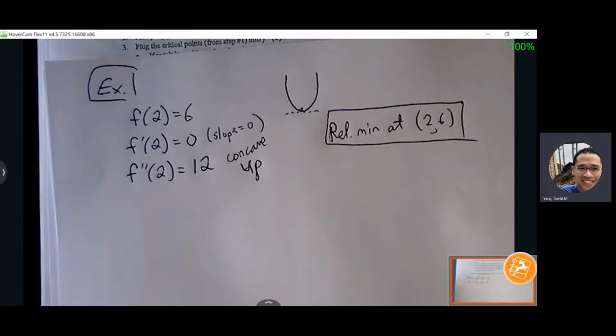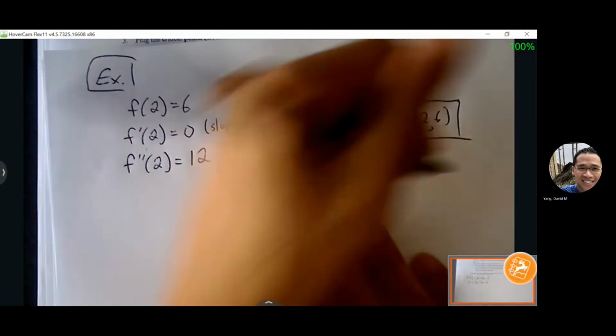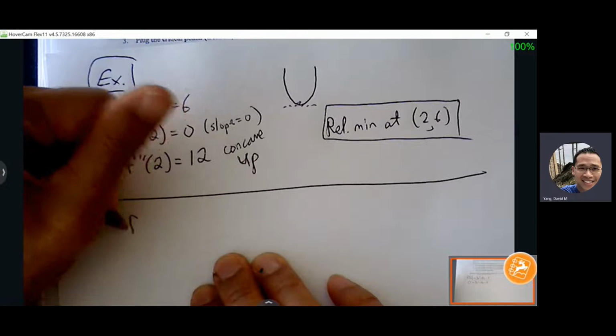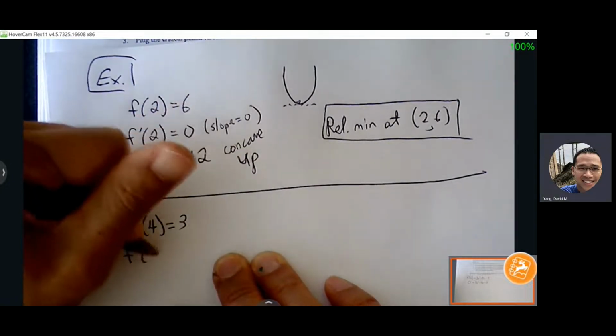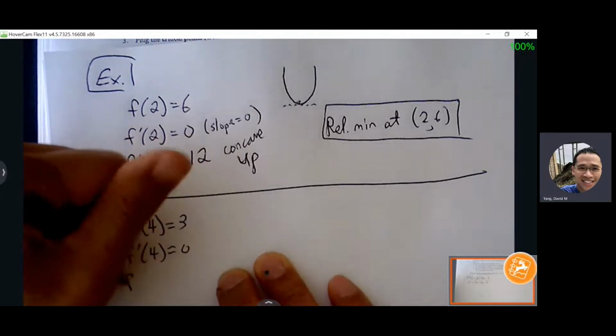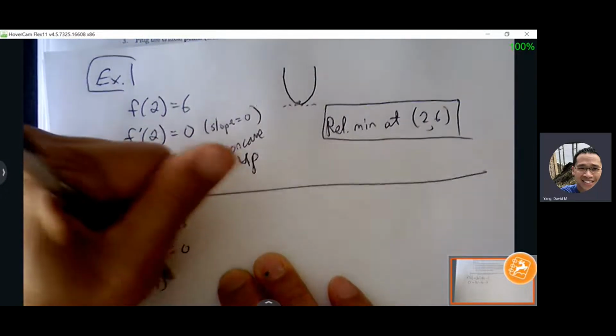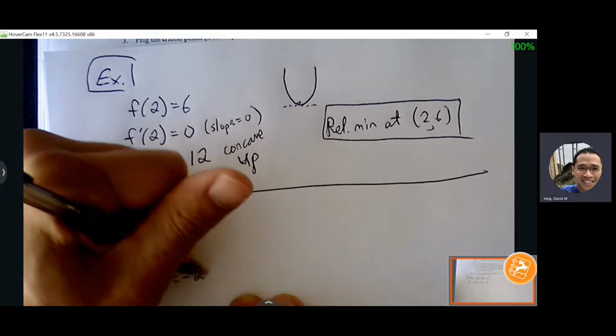Must be a relative minimum at 2.6. And this is what an AP exam multiple choice question could look like, testing students on their knowledge of using the second derivative test. Okay. Likewise, if I do f of 4 is equal to 3, f prime of 4 is equal to 0, and f double prime of 4 is equal to negative 29.